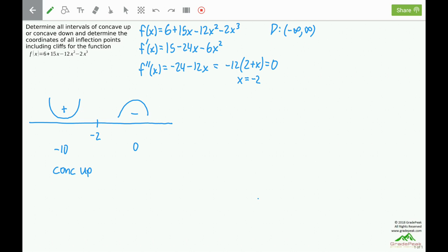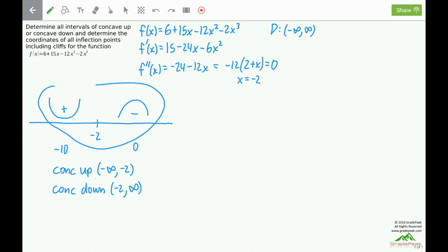So we have a concave up interval from negative infinity to negative 2. We have a concave down interval from negative 2 up to positive infinity. Right at the candidate number of negative 2, the concavity is changing from concave up to concave down. Since it changes, that makes negative 2 an inflection point.